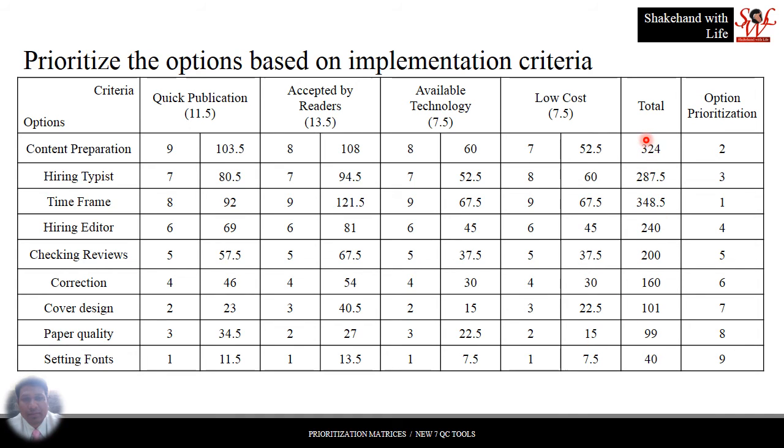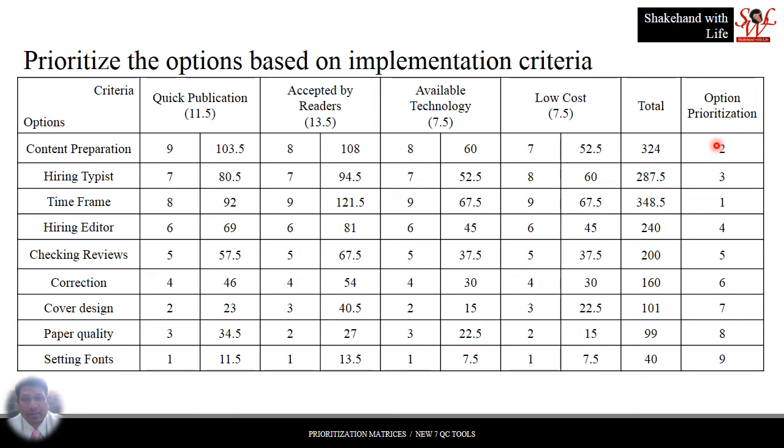Now you have to calculate the total option importance score. So how do we get this sum? 103.5 plus 108 plus 60 plus 52.5 is equal to 324. Now 80.5 plus 94.5 plus 52.5 plus 60 is equal to 287.5. 92 plus 121.5 plus 67.5 plus 67.5 is 348.5, and so on. We get all these values.